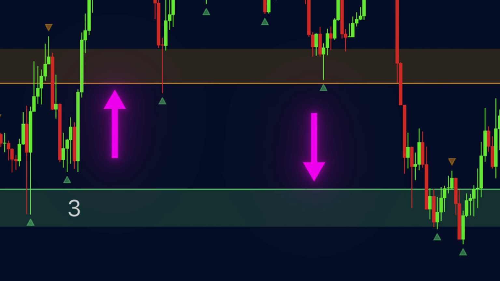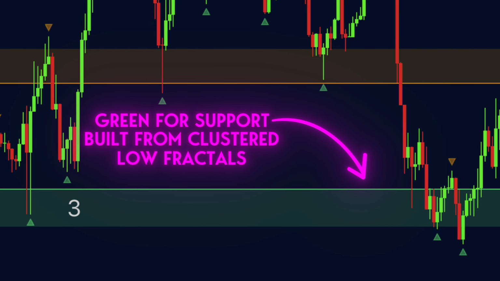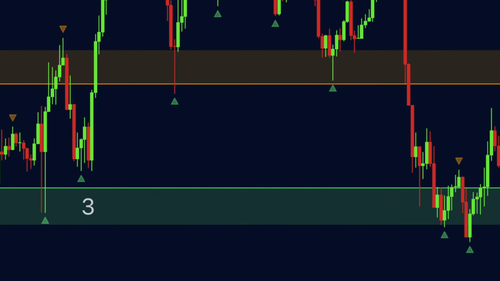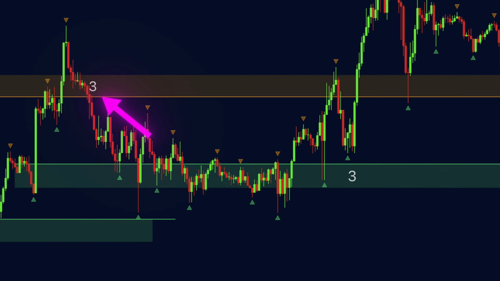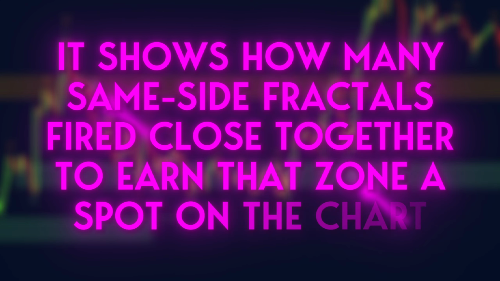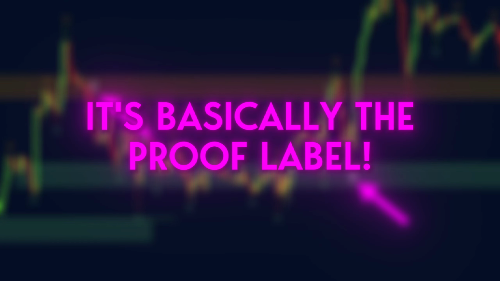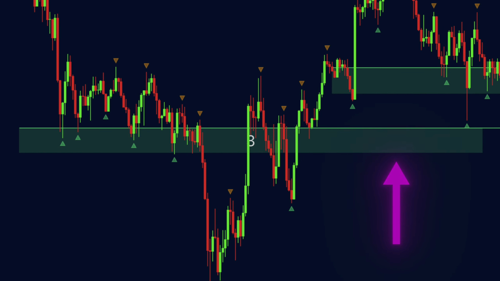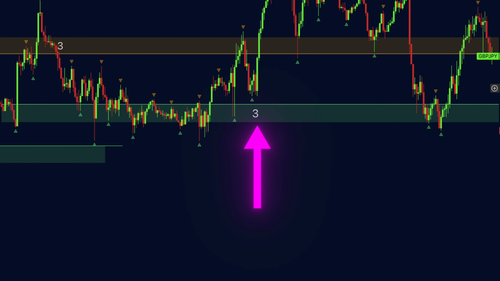You've got these shaded zones. Green for support, built from clustered low fractals, and orange for resistance, built from clustered high fractals. But here's where it gets interesting. See these numbers stamped near some zones, like 3 or 4? That's your validation count. It shows how many same-side fractals fired close together to earn that zone a spot on the chart. It's basically the proof label, so that at a glance, you know whether a level formed from a couple quick taps or from repeated hits that met the indicator's strict rules.